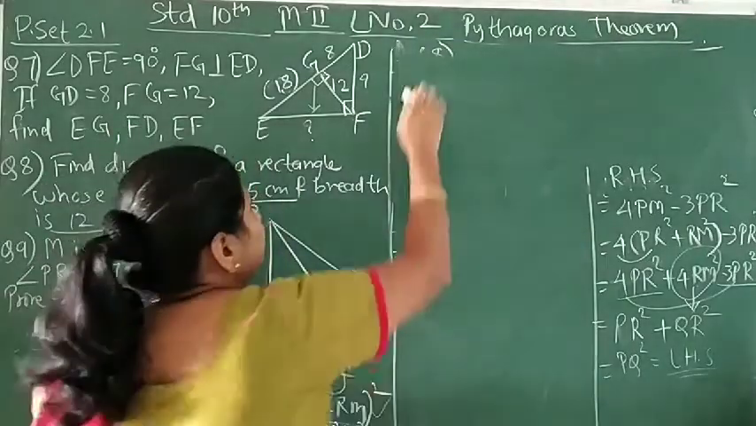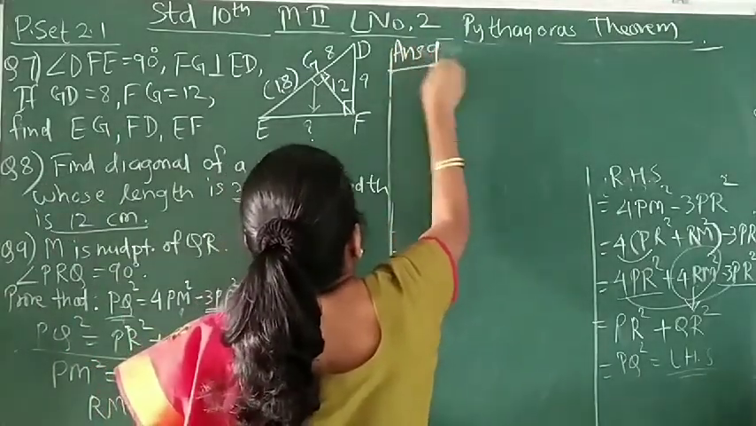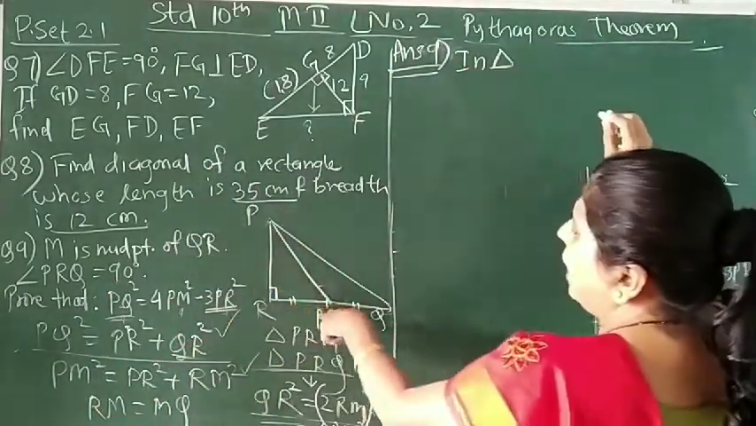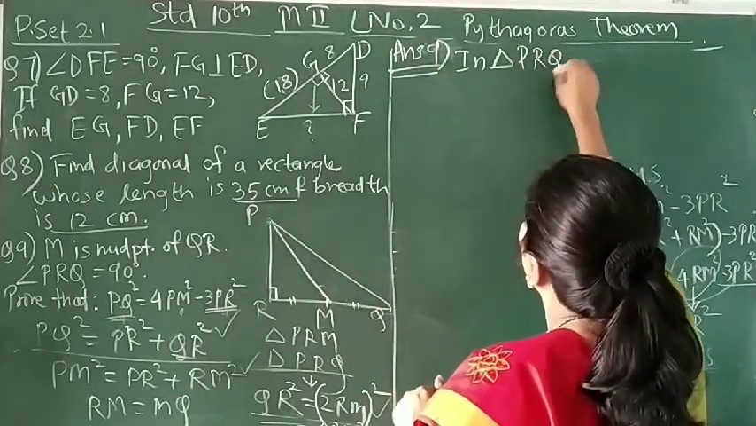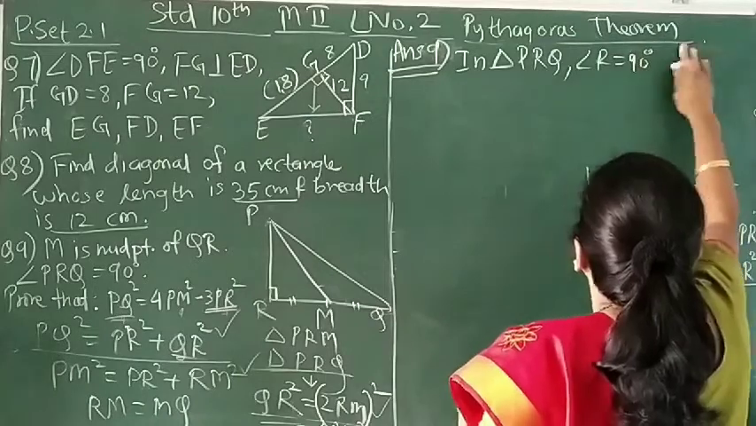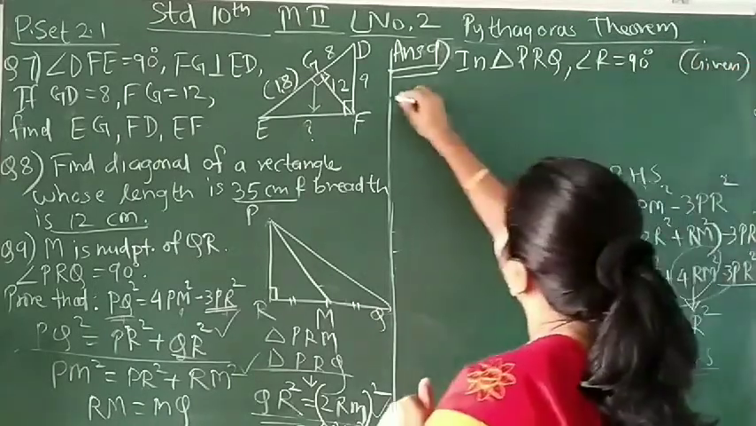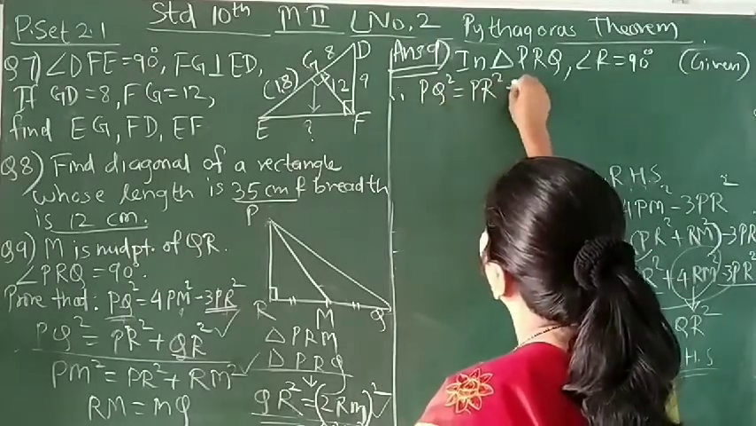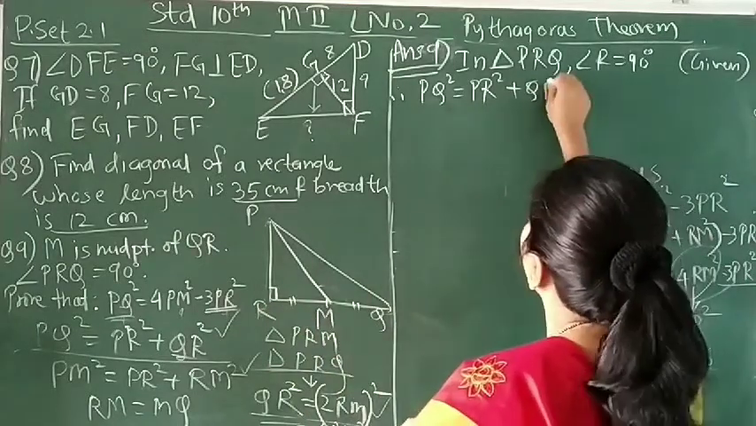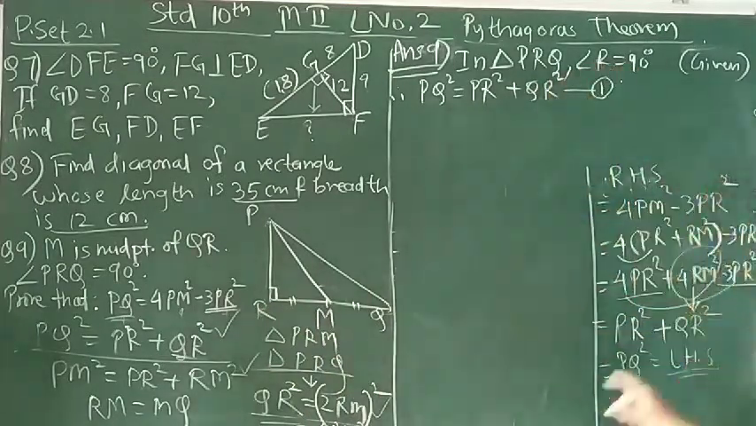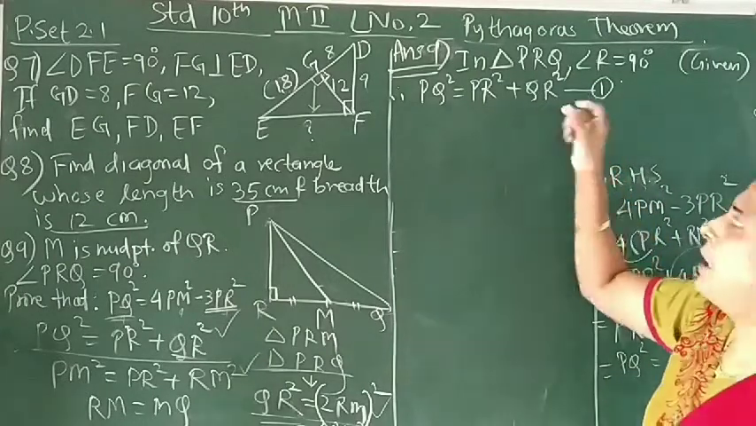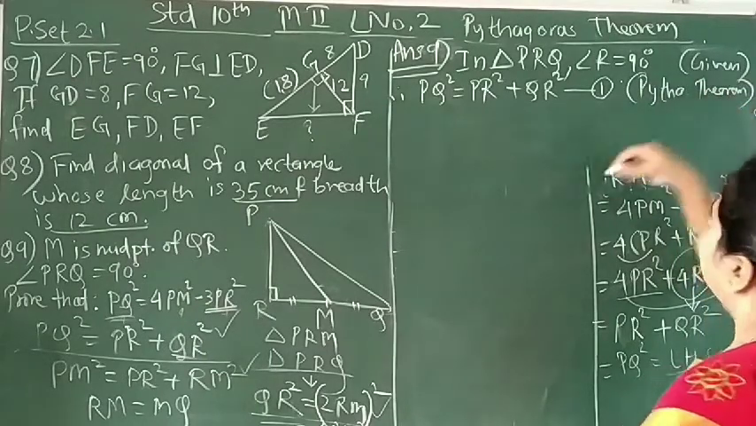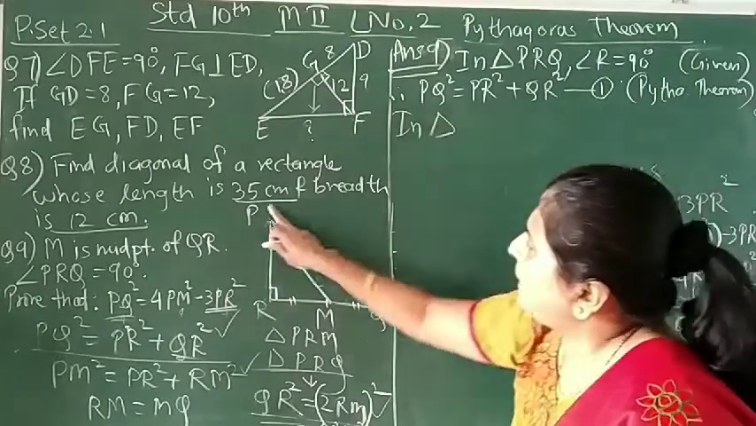Okay. So answer number 9, if we start, in triangle PRQ, angle R is equal to 90 degrees, which is given over here, and therefore by Pythagoras theorem PQ square is equal to PR square plus either you can say RQ or QR, anyway you can say QR square. As we are going to use this statement here, we will say this is statement number 1, and the reason is Pythagoras theorem.